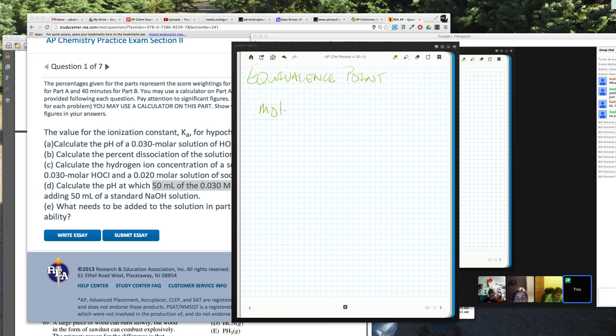Equivalence point means that moles of acid equals moles of base. And whenever you have a weak acid plus a strong base, that means that it's all converted to the conjugate base. It all goes over here. So there's no more of the molecular form of the weak acid. And if it's at the equivalence point, there's also no more strong base, because it was all used up to convert that weak acid to the conjugate base.